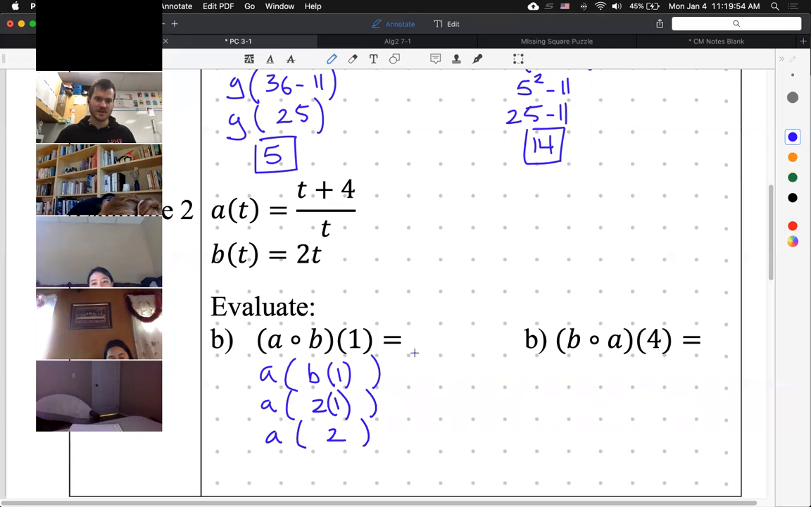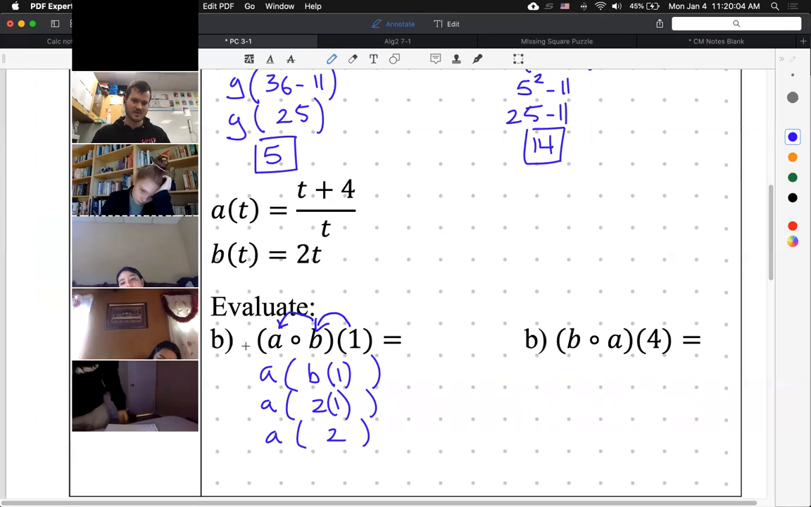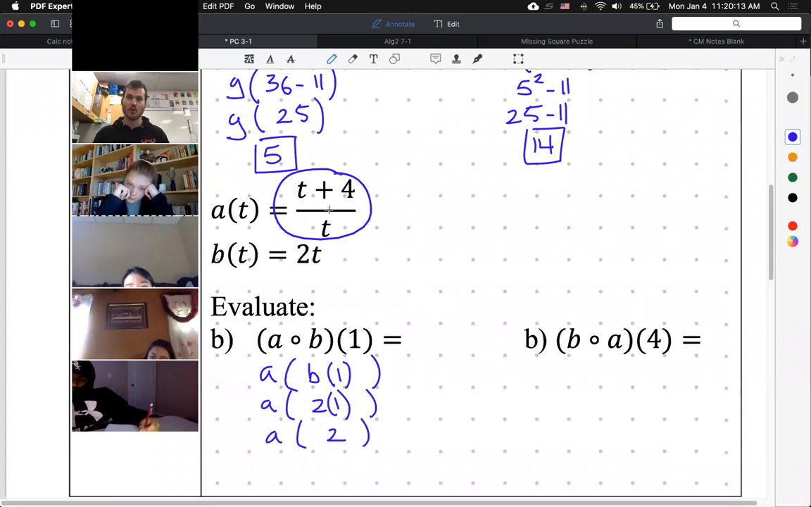Okay, so Emily plugged it into B first, and then we plug it into A. Again, we plugged into B first because you always go from the right to the left, and then to the left, to the left, to the left. So A of 2, I plug in 2. Can someone else help me do this math? When I plug in 2 to both of those t's, what do I get? Leo, you want to do it for us?